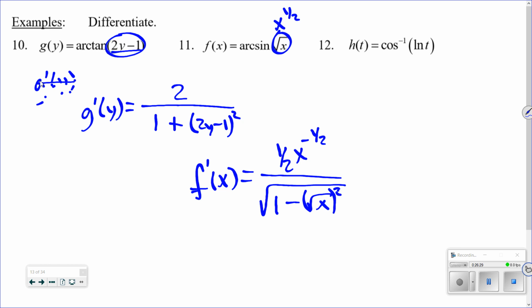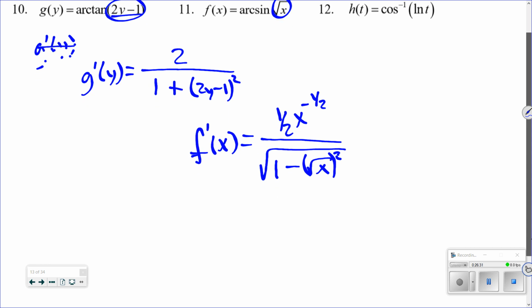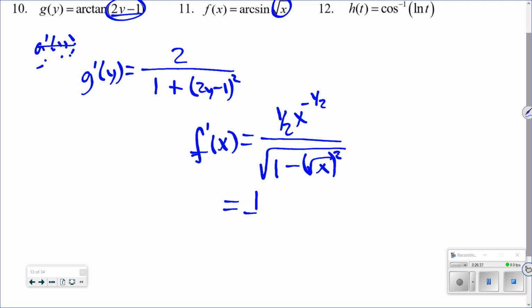Now, this is a free response. I would just stop there. If it's a multiple choice, they're probably not going to leave it like that. They're going to simplify it. So let's look at a couple ways we could simplify it. If you have a half up on top, you can just write it as being this, 1 over 2. And I'm going to take this x to the negative 1/2 and move it to the bottom. It'd become x to the positive 1/2, or square root of x.